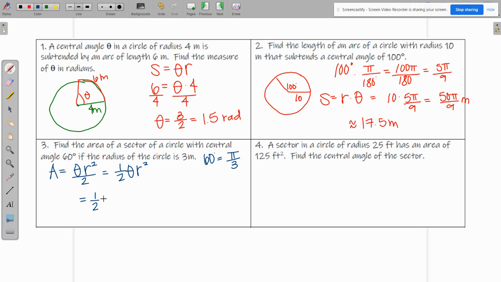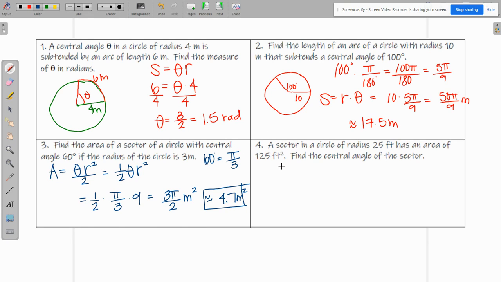So 1/2 times pi over 3 radians times our radius squared. Well, 3 is the radius, so 3 squared is 9. And if we simplify that, we would get 9 pi over 6, which would be 3 pi over 2. And this would be in meters squared. But if we approximate that so that it's a number that we can work with a little bit better besides 3 pi over 2, this would be approximately 4.7 square meters.